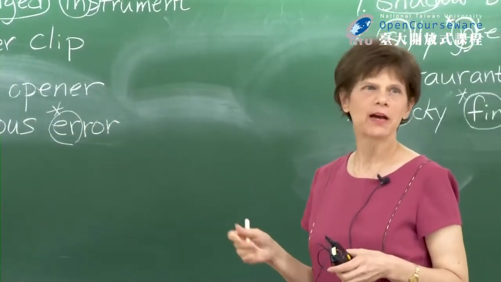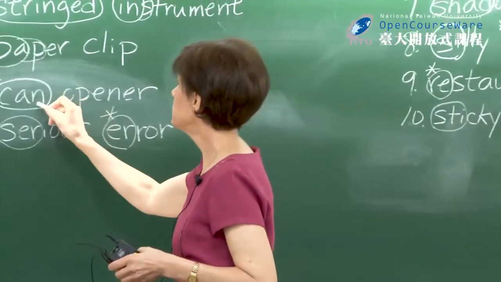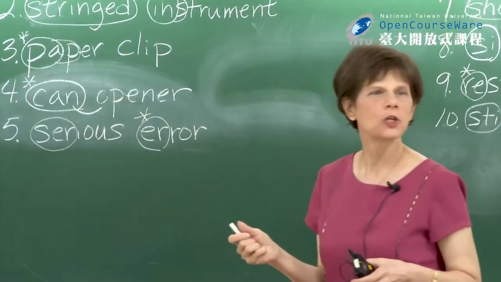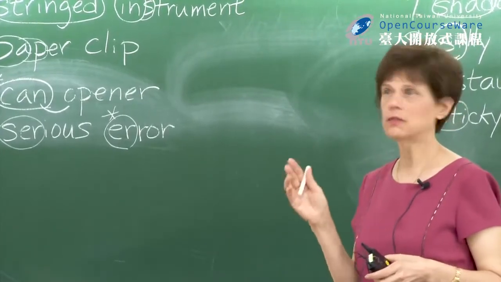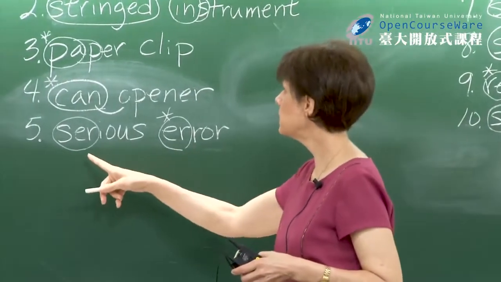If you link, we won't have problems. You can link the N to the next word because it starts with a vowel. Can opener. Can opener. That sounds really natural. That sounded really good. All right. Five, go ahead and read it.